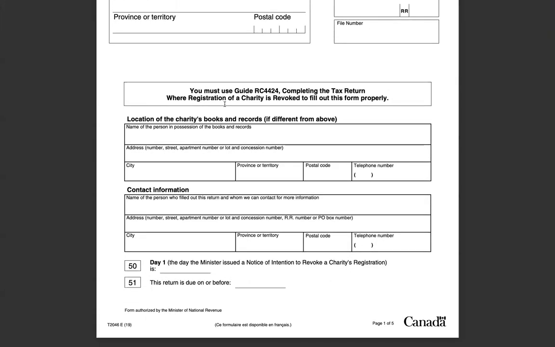So the location of the charity books and records, the name of the person in possession of the books and records, the address, the city, the province, the postal code, the telephone number, and the contact information. The name of the person who fills out this return and whom we can contact for more information, the address, the city, the province, the postal code, and the telephone number.